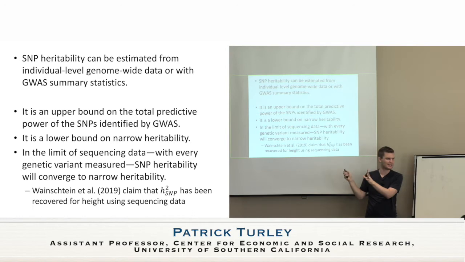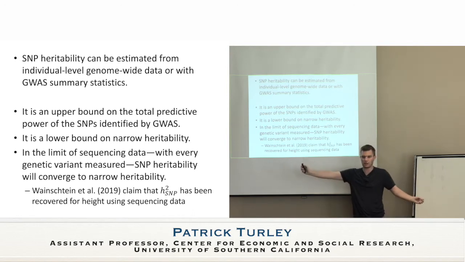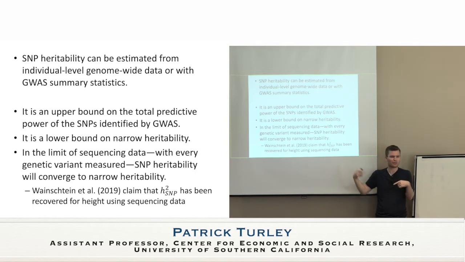I guess this is the last little point. In the limit, if we had sequencing data, so we genotype every SNP in the genome, then the SNP heritability should converge to narrow sense heritability. And the idea here is if every SNP is genotyped, then SNP heritability is how much of the variance is explained by every SNP. And there's a working paper online now that claims that by using whole genome data, there is no longer any difference between SNP heritability and narrow sense heritability. So it seems like for height we're, if not there already, pretty close.